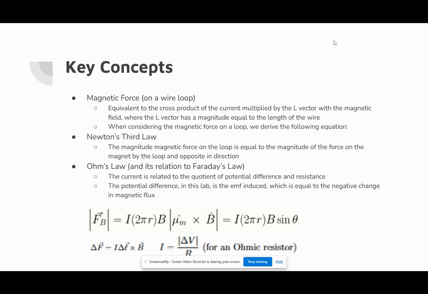Another key concept is Newton's third law, which is going to be that the magnitude of the magnetic force in the loop is equal to the magnitude of the force on the magnet by the loop and opposite in direction. And then Ohm's law and its relation to Faraday's law, which states that the current is related to the quotient of potential difference and resistance. And some of this all is shown below in the equations.